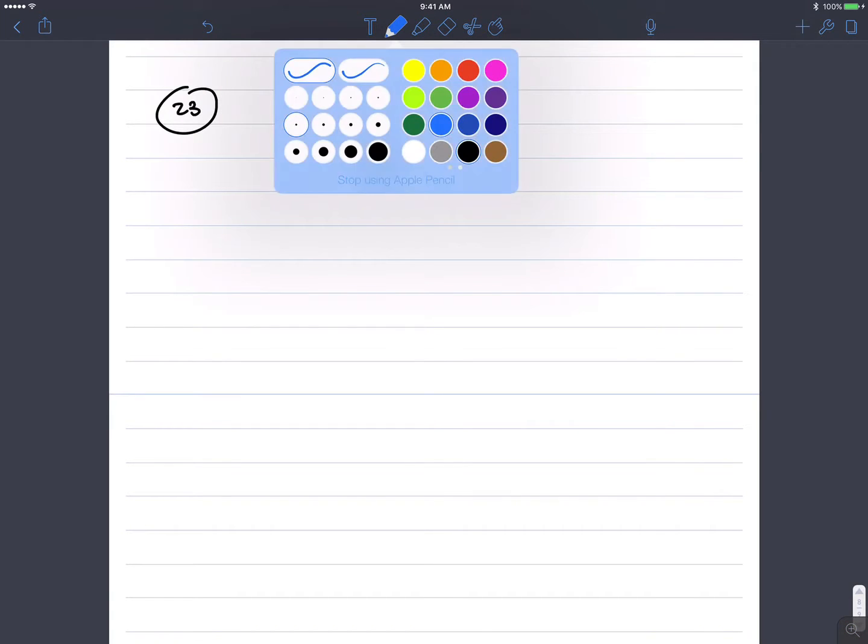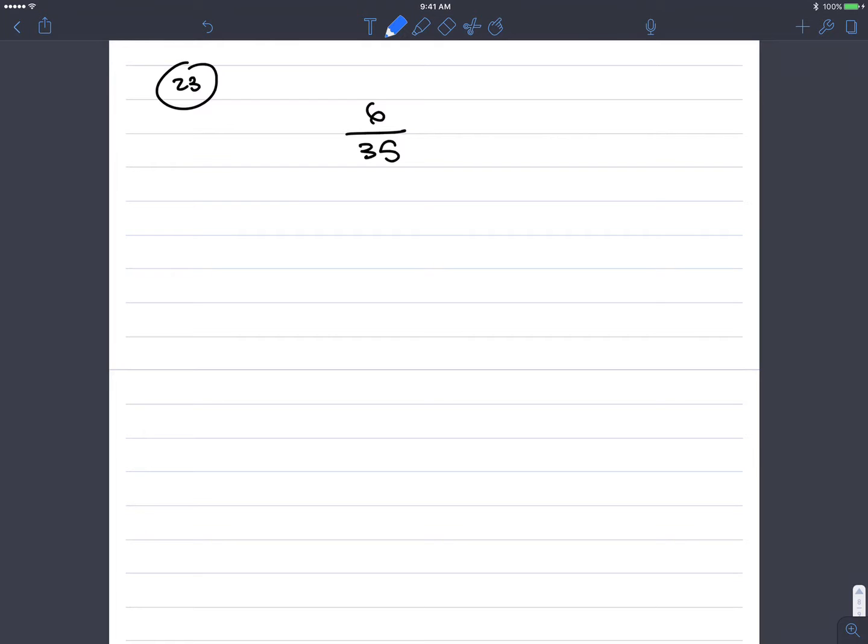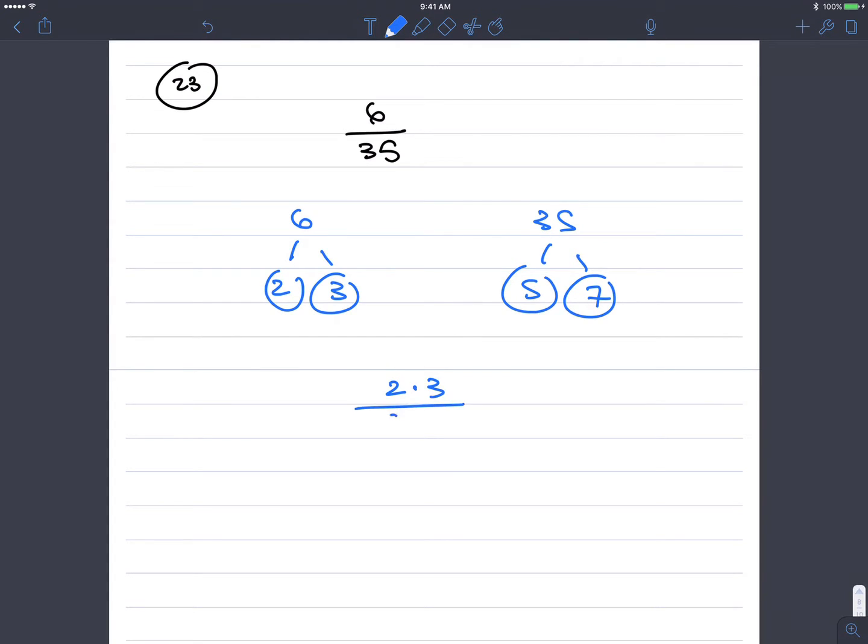Number 23. Six over 35. We break 6 down as 2 times 3, and 35 is 5 times 7. Break the numbers down into the product of their primes. 2 times 3 over 5 times 7, and notice that nothing cancels. Since nothing cancels, that means the original fraction they gave us was already reduced. It was already simplified. It's already in lowest terms.